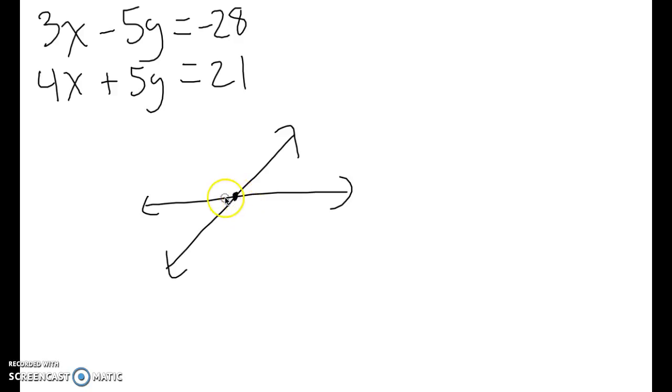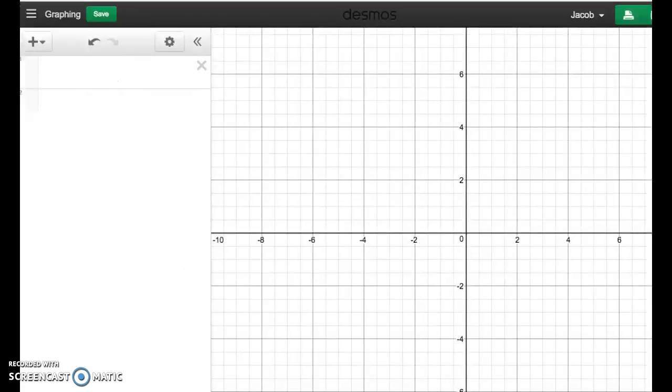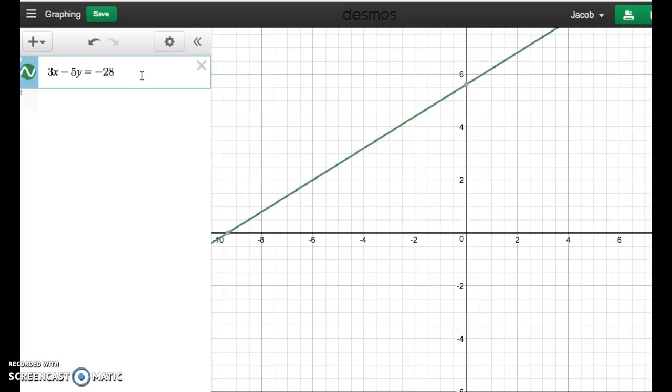You could either graph by hand, as happens sometimes in test situations, but most often you're going to graph using technology, and this is where it's really popular. It makes it a lot easier. So if we look at graphing using something like Desmos, I can type in my equations. The advantage to using Desmos is, you notice I can just type in the equation exactly as written, and it's going to graph the line for me.